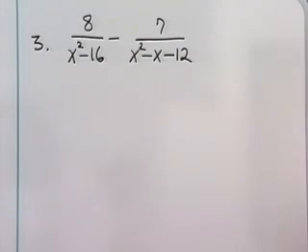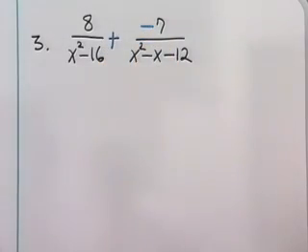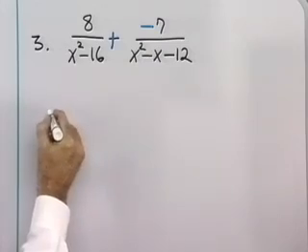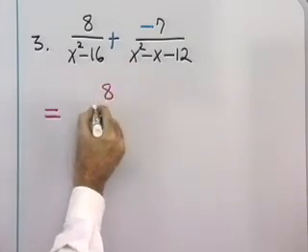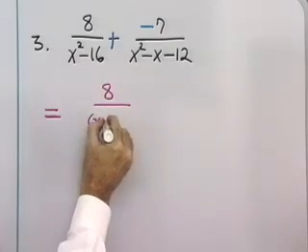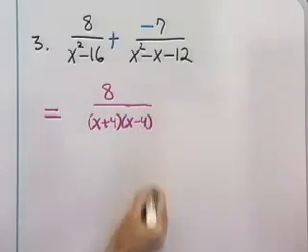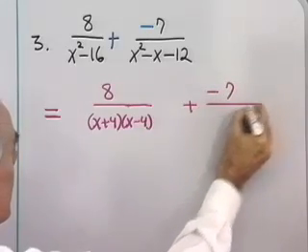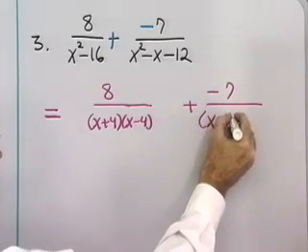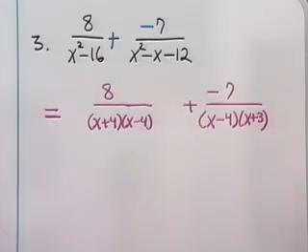8 over x squared minus 16, subtract this. Well, let's start by changing subtraction to addition of the opposite. I'll just take care of that right now. Next, I'm going to rewrite these two rational expressions with their denominators in factored form. So I factor the first denominator, x plus 4, x minus 4. It's 8 over that. And then I'm going to have plus negative 7 over x minus 4, x plus 3, when I factor this denominator completely.